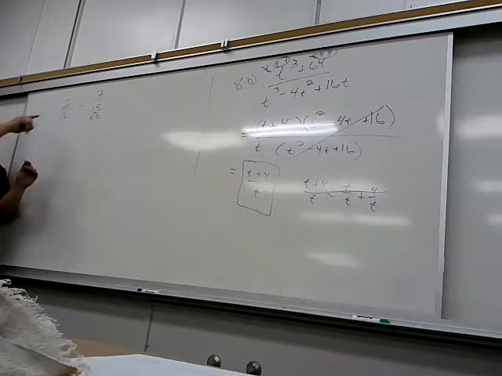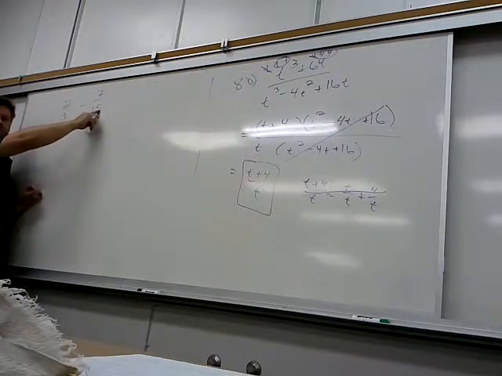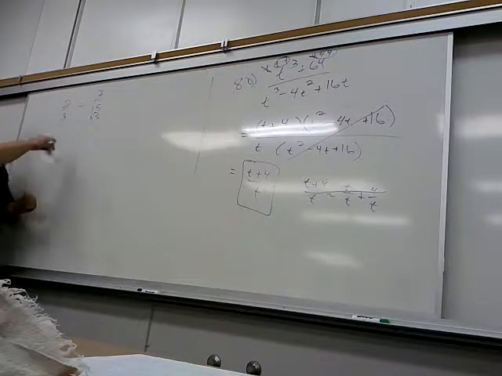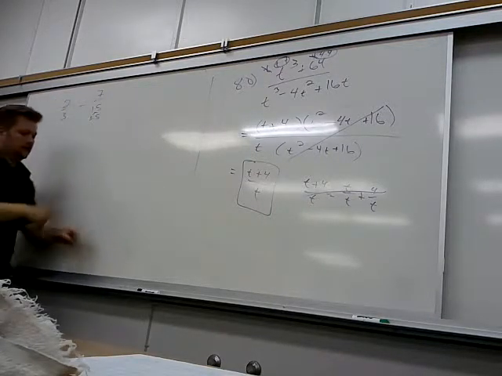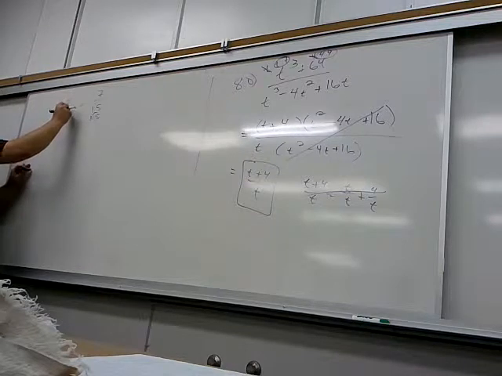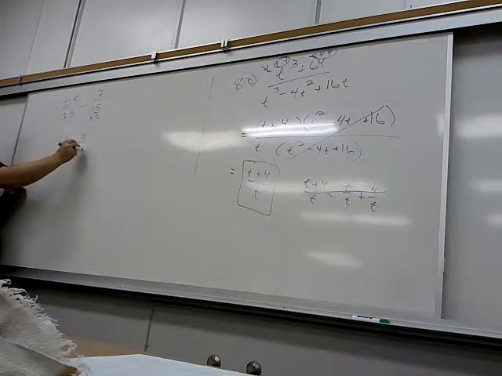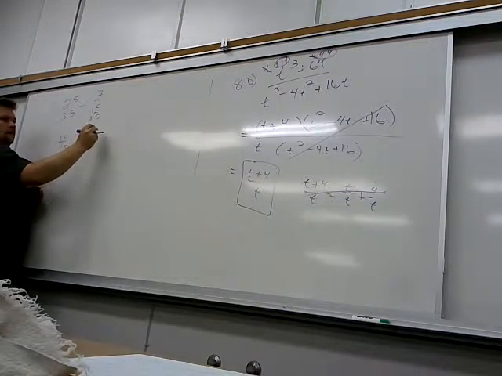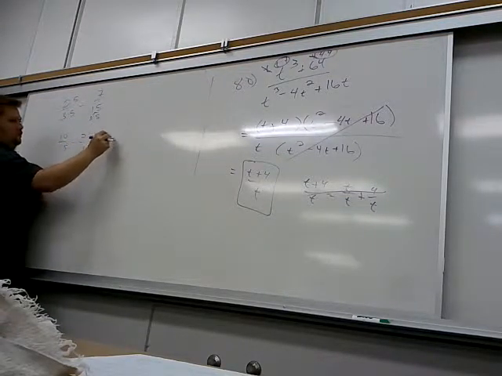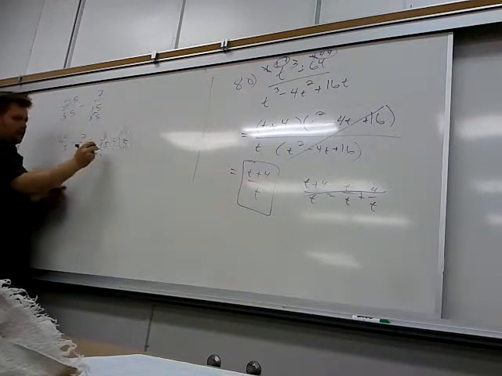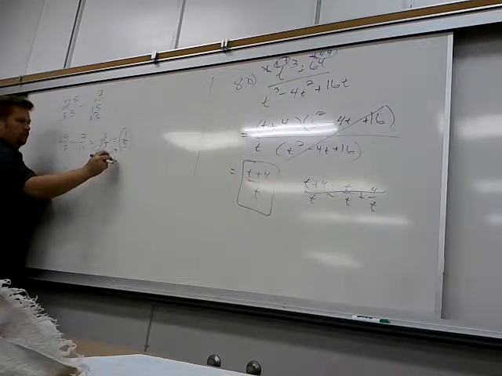The only time the LCD is this times this is when they have nothing in common. Then they both need each other. So this will be, he needs a 5. So then I get 10 fifteenths minus 7 fifteenths, which is 3 fifteenths, which is 1/5 at the end. So remember, the last step might involve reducing.